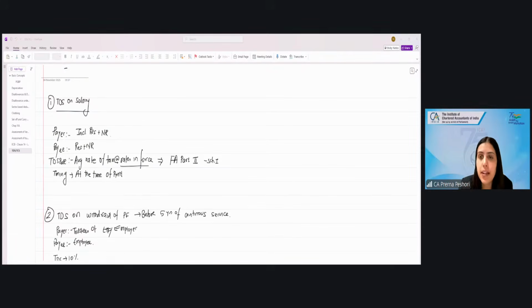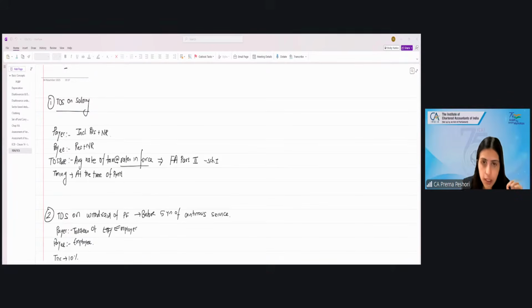How does the employer decide? Average monthly salary. That is fine, but what is the slab rate that they will decide? Like whether the 115BAC or whether they have to deduct under the old regime. So how will they decide that? The employee has to tell him before filing the return.